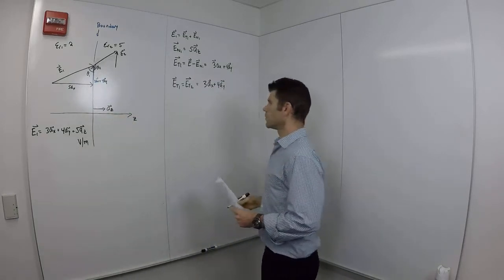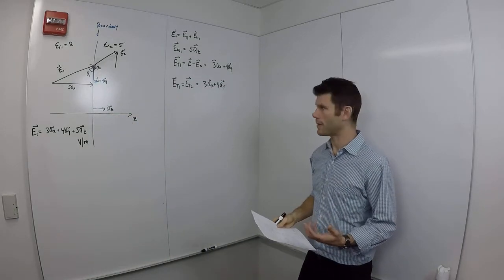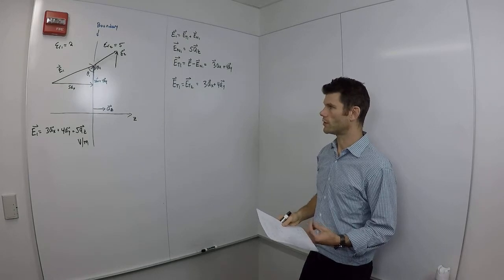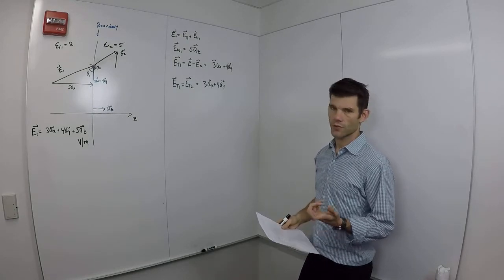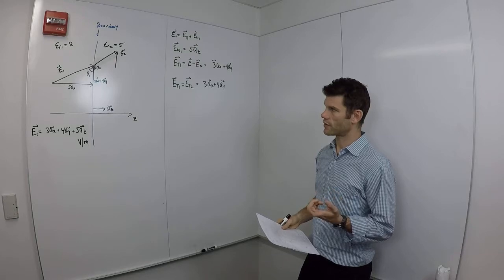But now we have to find out what the normal component is. We know that the difference of the normal components is going to be equal to the surface charge density.